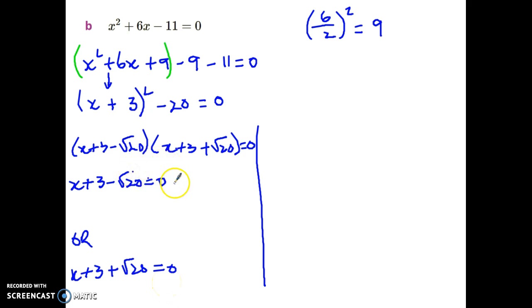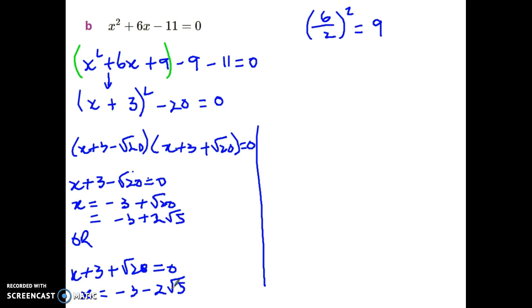You need to take your root 20 over, you need to take your 3 over. So x is going to be minus 3 plus root 20, remembering that root 20 can be simplified into 2 root 5. Remembering your work with surds. If I have this one down here, I'm going to have x equals minus 3 minus root 20, or I'll write that as 2 root 5. So there's my two solutions, minus 3 plus 2 root 5, minus 3 minus 2 root 5.